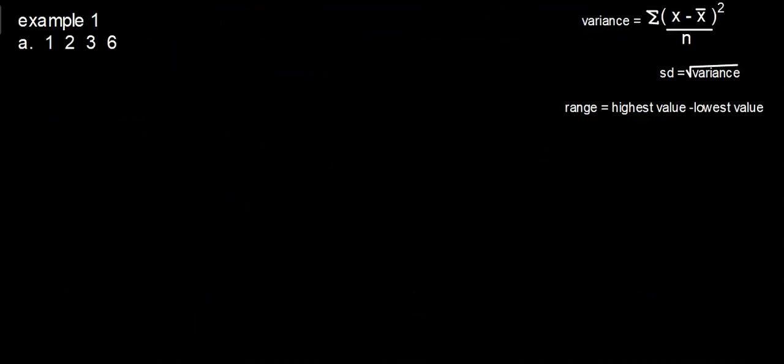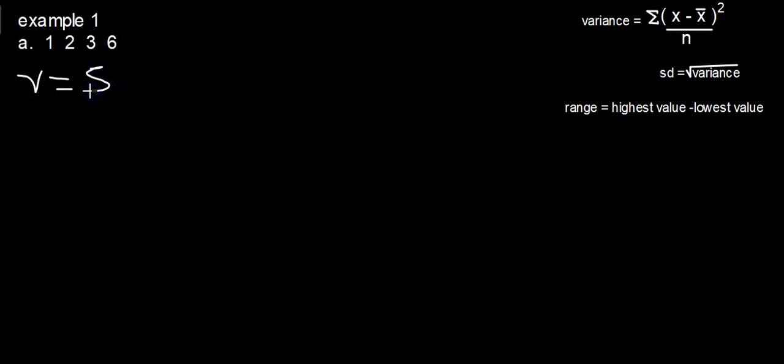Okay, so the first example says I have 1, 2, 3, and 6. We're going to find the range, standard deviation, and variance. The range is the easy one. It's just the difference between the highest value minus the lowest value. So it will be 6 minus 1, which is 5.